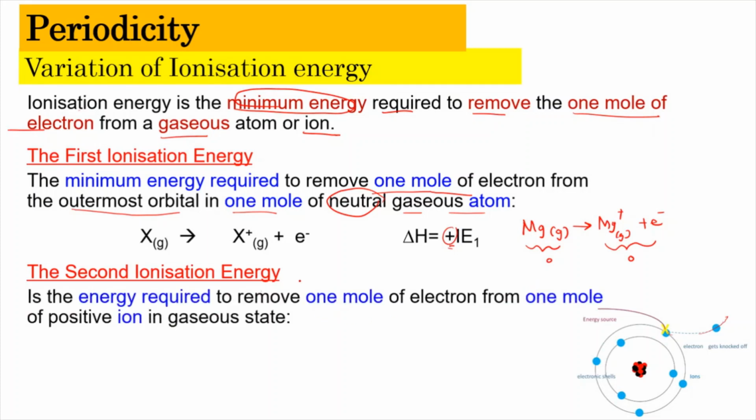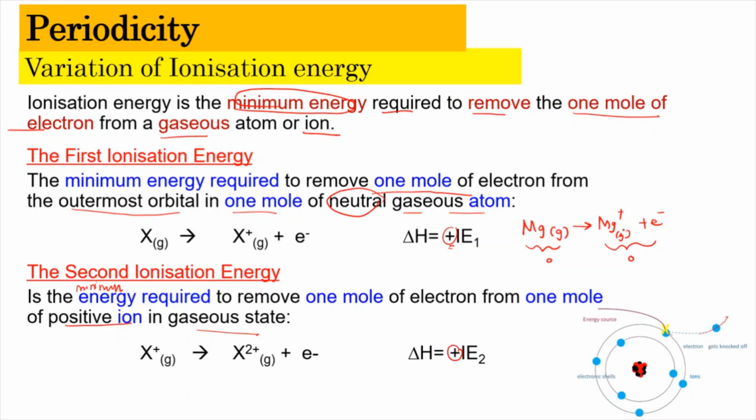Meanwhile, the second ionization energy is the energy required to remove, okay, similar thing, the minimum energy required to remove 1 mole of electron from 1 mole of the positive ion in the gaseous state. So we need to start from the positive ion. Okay, so let's say here we have X plus gaseous ion. When it removes another electron, the second electron, it's going to become X2 plus gaseous ion. And this requires another mole of energy.